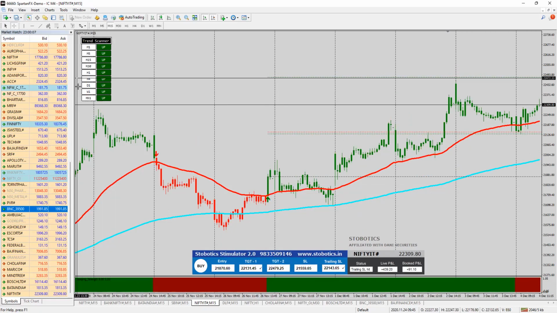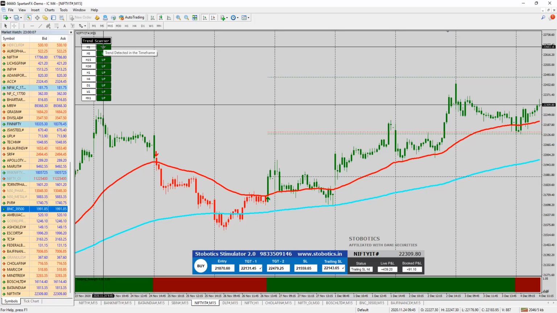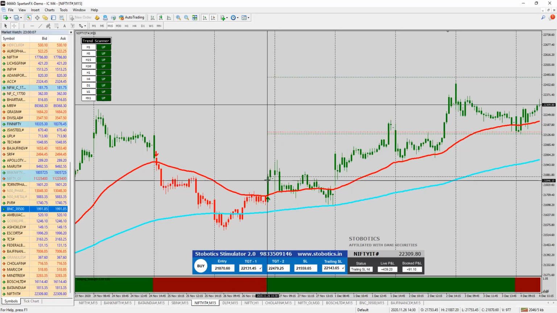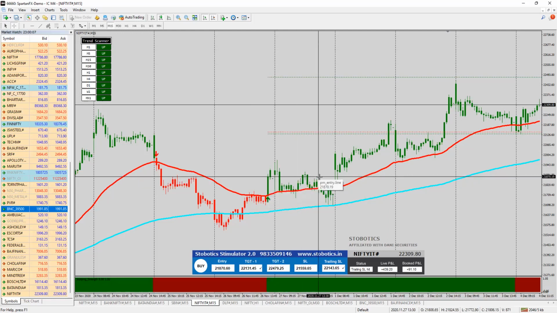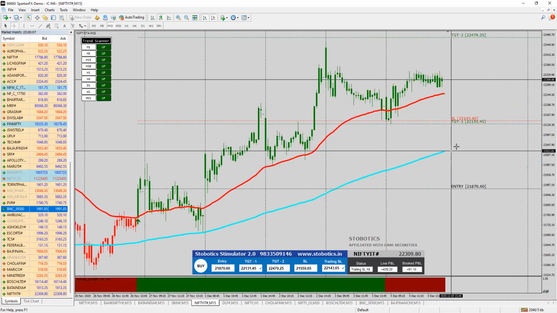Also the trend scanner, which we are seeing on the left-hand side, if most of the scanners are giving you an upside, that means it is a true buy. So you can buy at the entry price, whatever the entry price is, and follow the stop loss which will be given in the bottom.